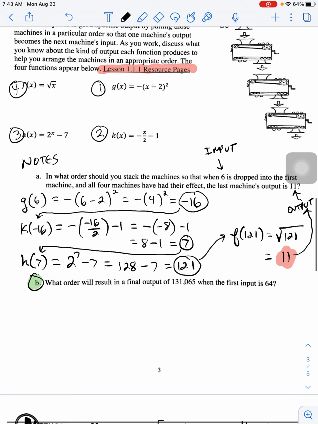So on B it says what order will result in a final output. Well, make sure you're reading because they start you off with the output and then the input is actually 64. So you're going to try to do the same thing with B in your group, okay? And reading is going to be very important because a lot of kids would not have read and then would have tried to start with 131,065, okay, when you're supposed to start with the 64.